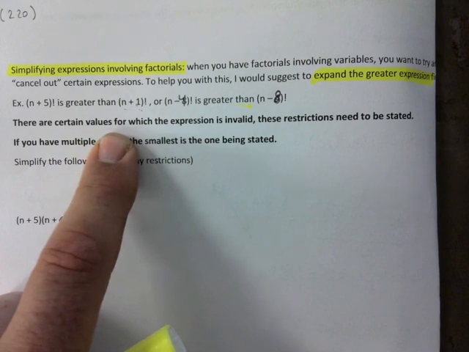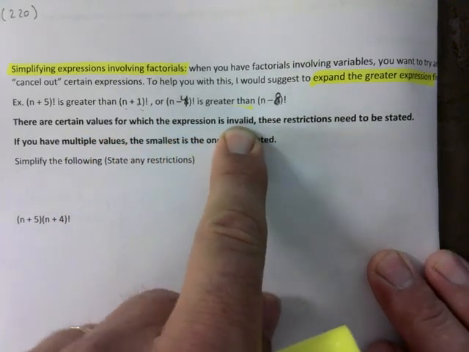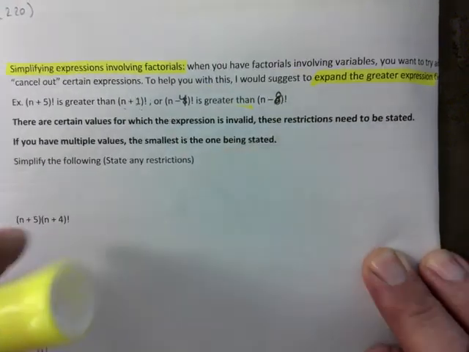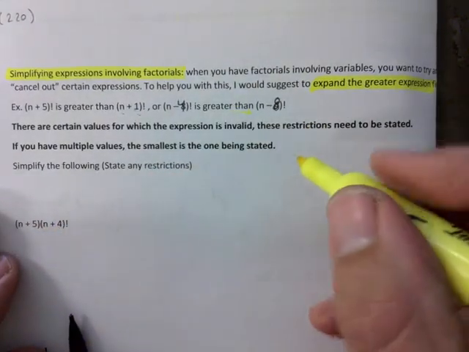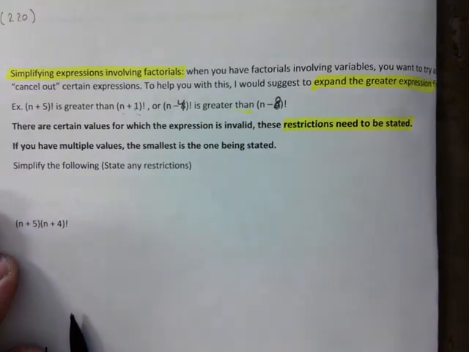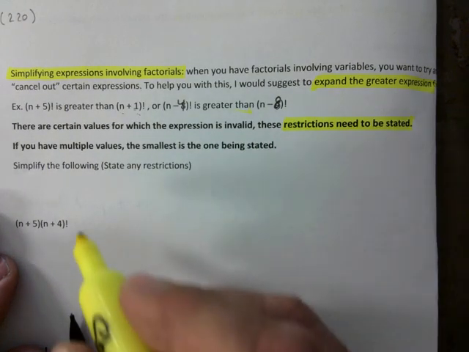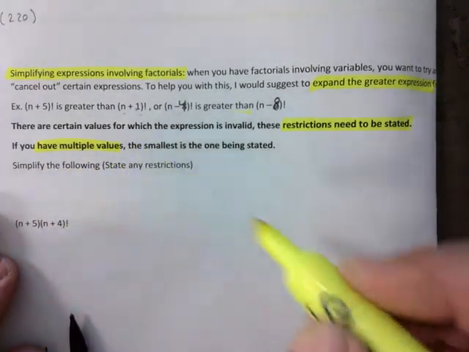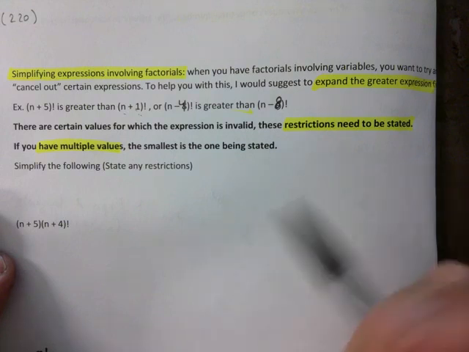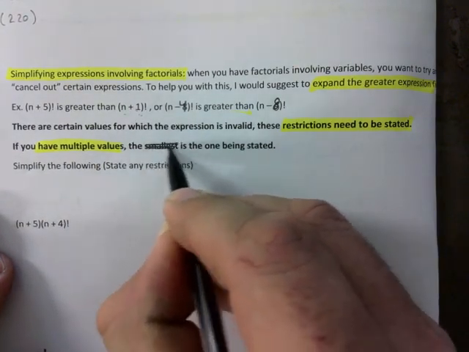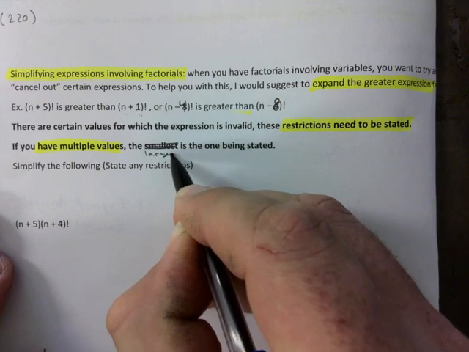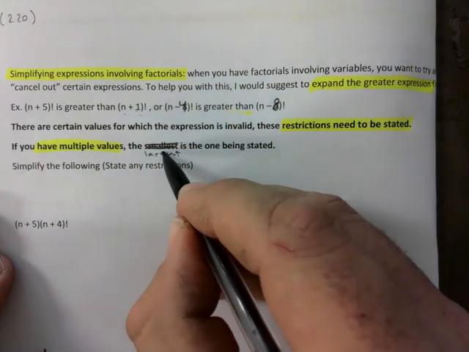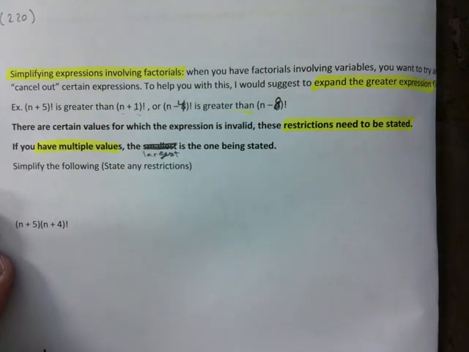Okay. There are certain values for which the expression is invalid. These restrictions need to be stated. So I will say restrictions need to be stated is worth highlighting. And here's another typo. If you have multiple values, the largest is the one stated. I made this from scratch, so sometimes there are mistakes, but I'll catch them. So the largest is the one that prevails overall. That's the one you want to deal with.